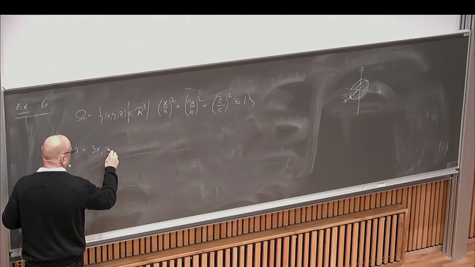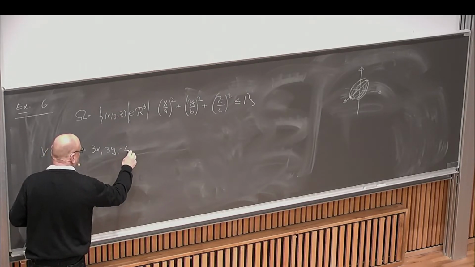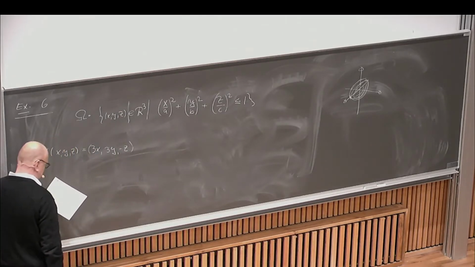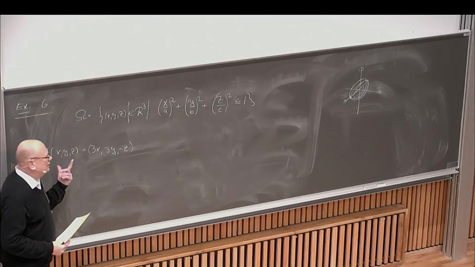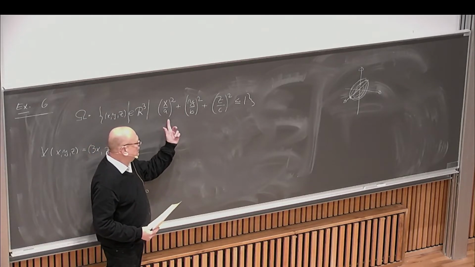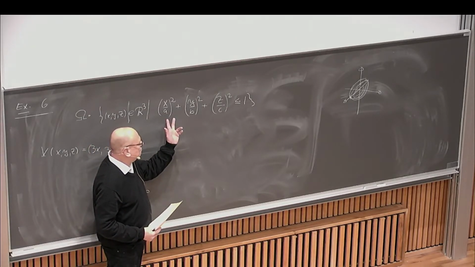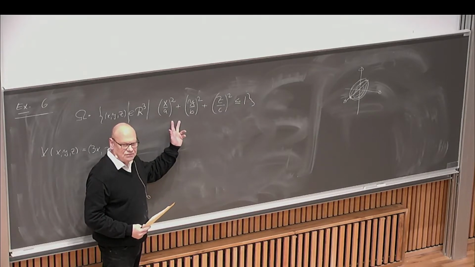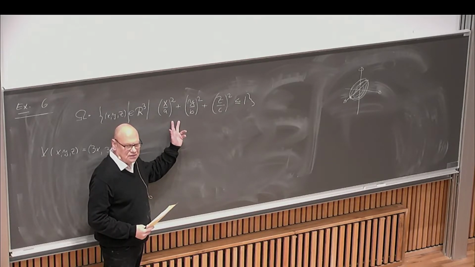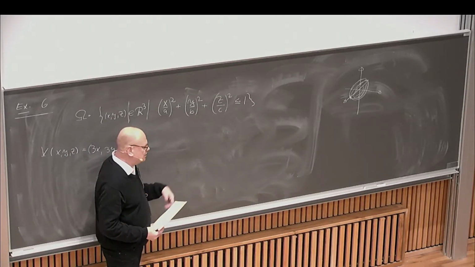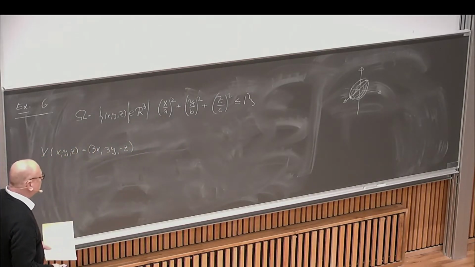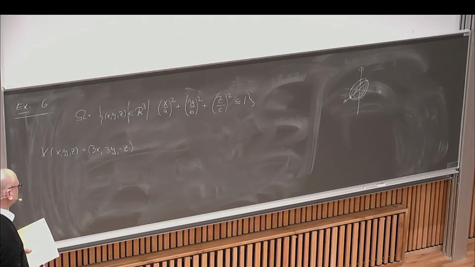3x, 3y, and then minus z. So the parametric representation of an ellipsoid is a bit cumbersome. So if you want to put this into your equation and you want to do this integration, then it will be somewhat difficult.